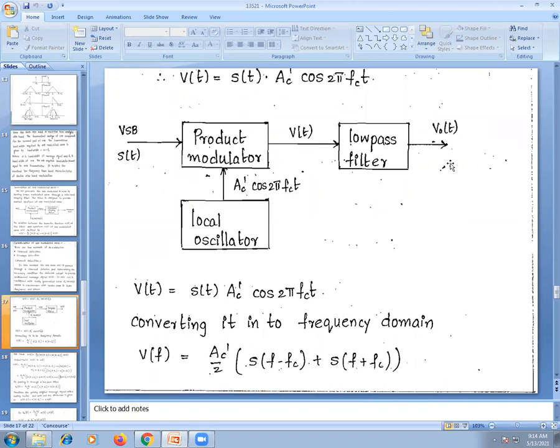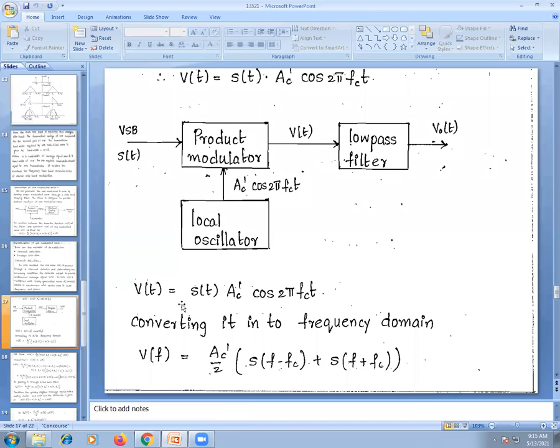V naught of t signal as output. So students observed here that if you use the detectors, the end product should be the low pass filter. So for any receiver, it ends with the low pass filter only. At the receiver, there is a demodulation process. So the low pass filter is a must for the receiver concept.